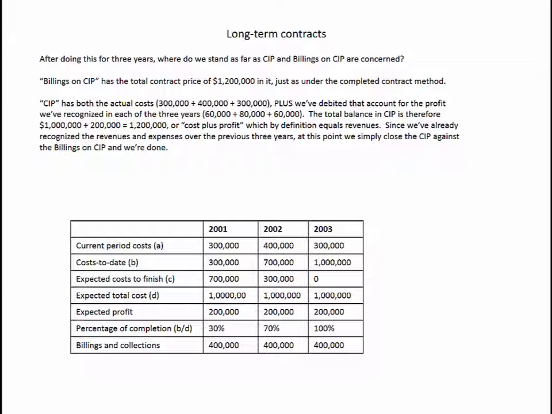Again, that's sort of an accounting identity. Revenues equals cost plus profit, or revenues minus cost equals profit, or rearrange it any way you please. Since we've already recognized the revenues and expenses and therefore the income over the previous 3 years, at this point we're going to simply close construction in process with a balance of 1.2 million against the billings on construction in process with a balance of 1.2 million, and we're done. Seems straightforward enough at this point.